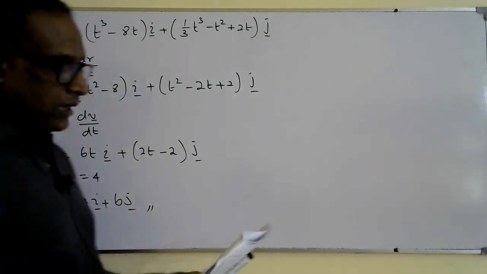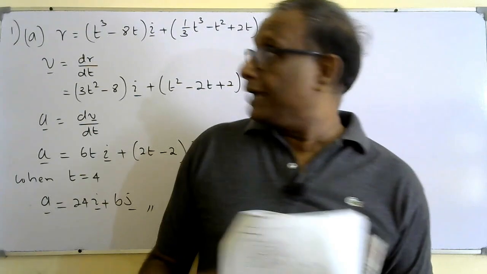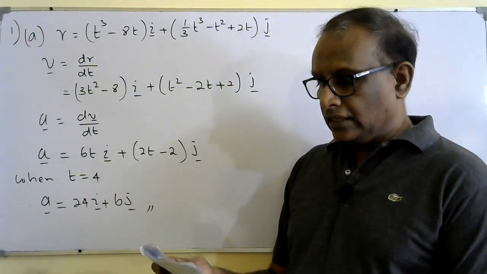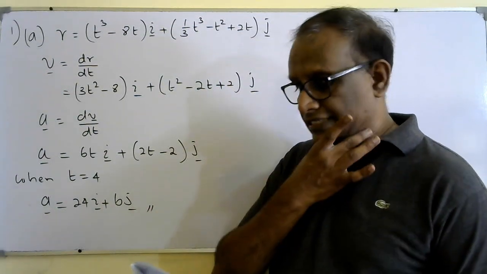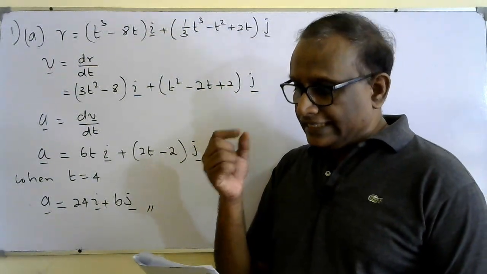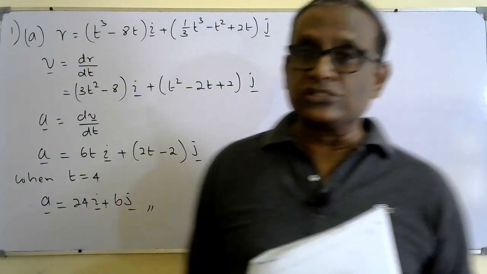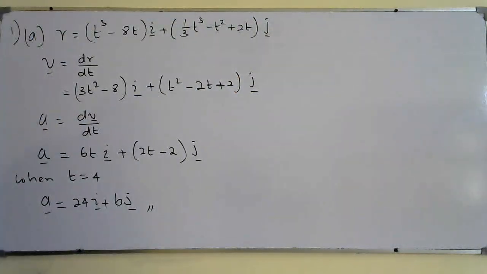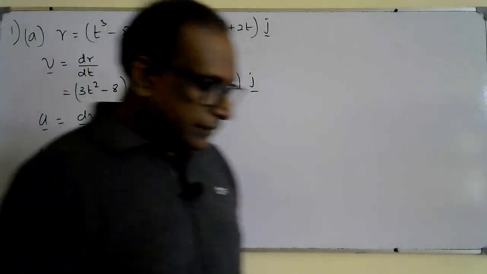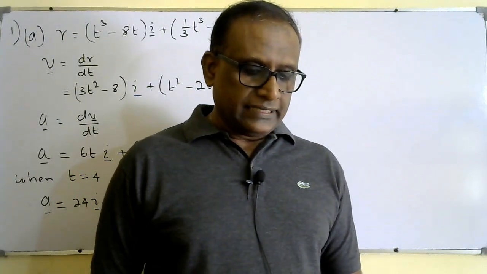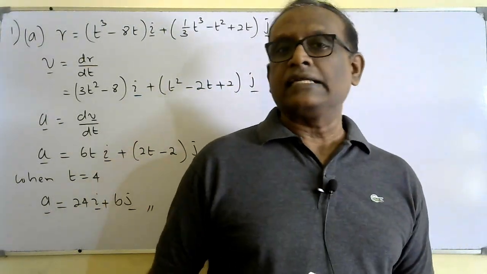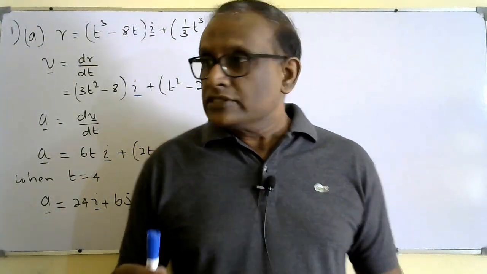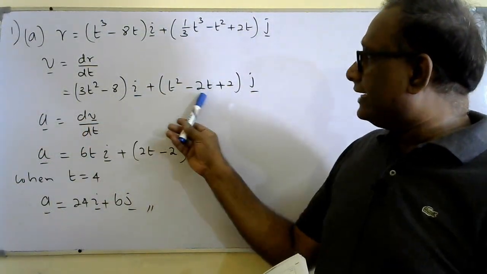Okay, B part. This is the A part. B part. At time capital T seconds, where t is greater than or equal to 0, P is moving in the direction of 2i plus j. So they are giving the directional vector at that time. Moving in the direction. Moving means something related to velocity.